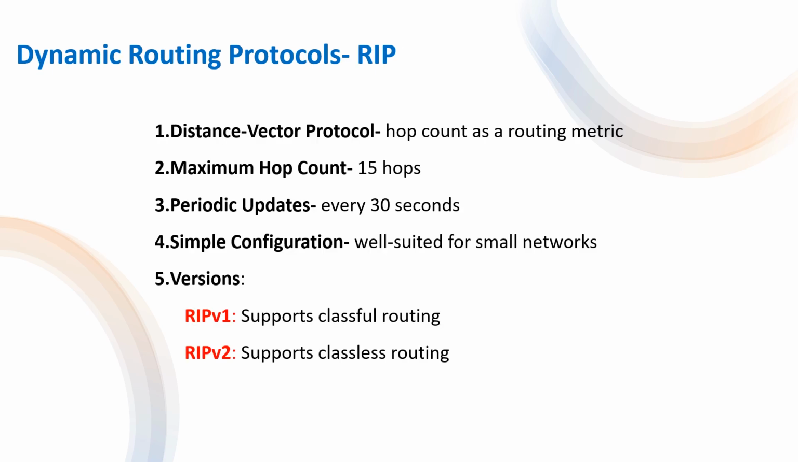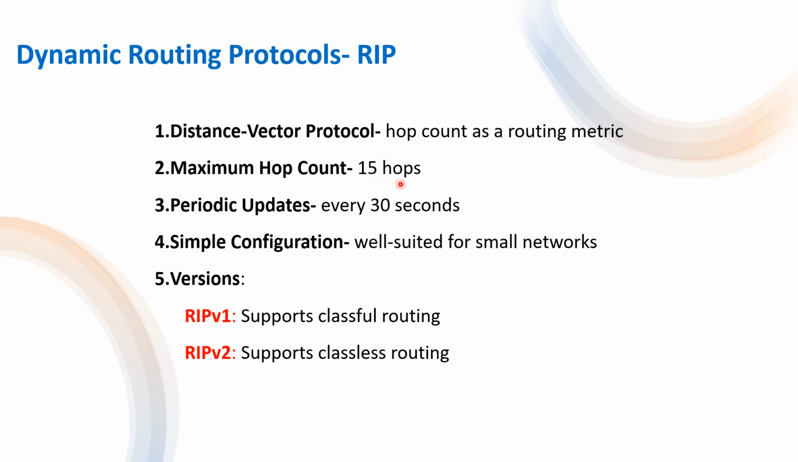Routing Information Protocol is one of the simplest and oldest distance vector routing protocols used in computer networks. It calculates routes based on the number of routers data passes between the source and destination. Here is a breakdown of its key features. Distance vector protocol: RIP uses the hop count as the routing metric, where each hop between routers is counted as a unit of distance.